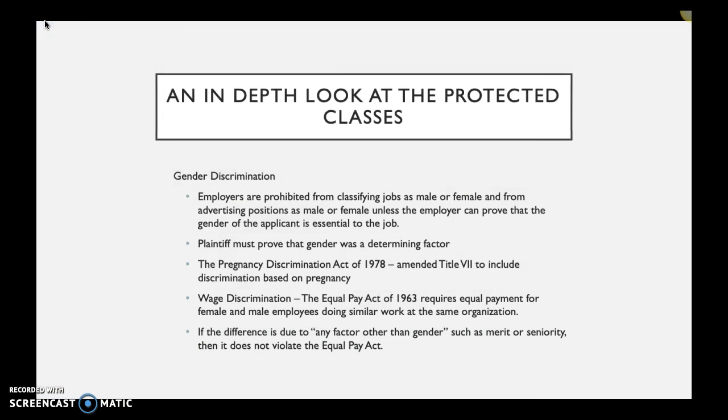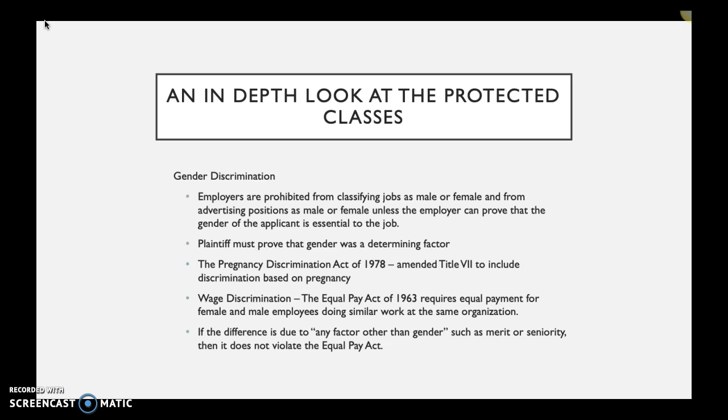So, gender discrimination. Employers are prohibited from classifying jobs as male or female and from advertising a position as male or female unless the employer can prove that the gender of the applicant is essential to the job. There are a couple of huge hitters here, and again, we're only going to touch on a few of them. The plaintiff must prove that gender was a determining factor.